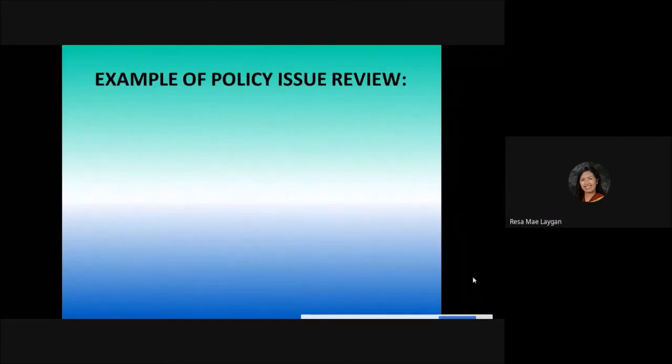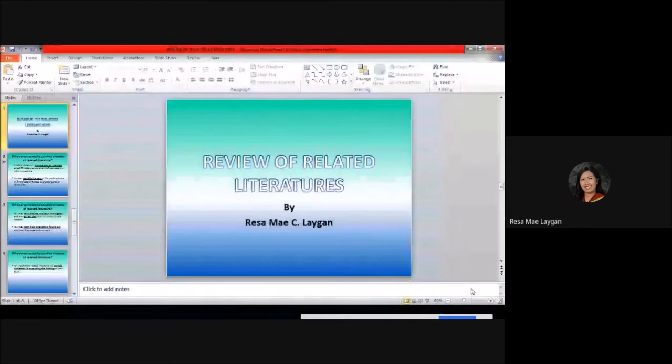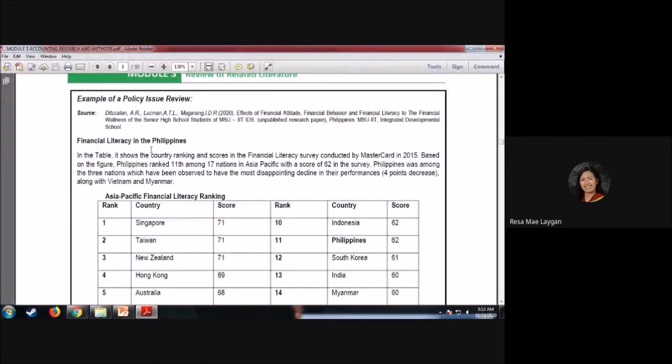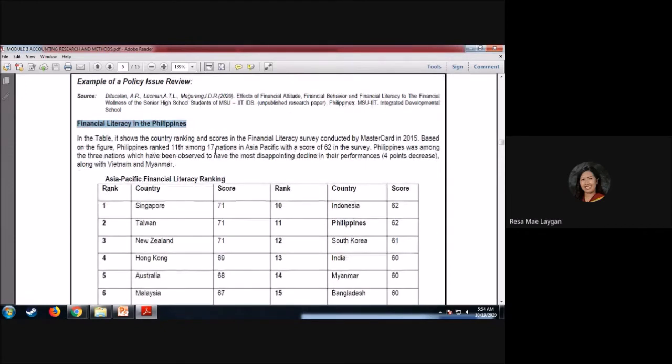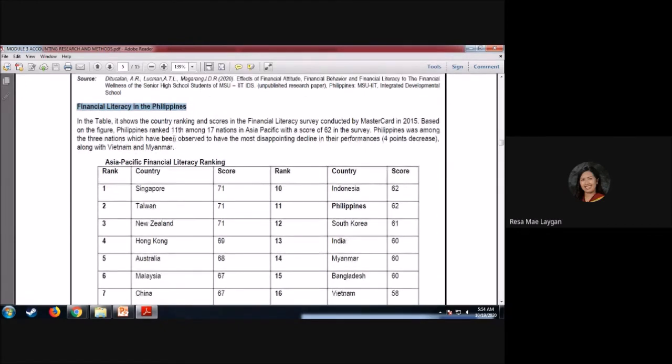So I have here an example of a policy issue review. The study is about the effect of financial attitude, behavior, and literacy on the financial wellness of the senior high school students in MSU IIT IDS. So this is only a brief policy review, and actually, a policy review requires in-depth critical analysis. Their main topic is about financial literacy in the Philippines. This is only a part of the research paper, the part on the policy issue.